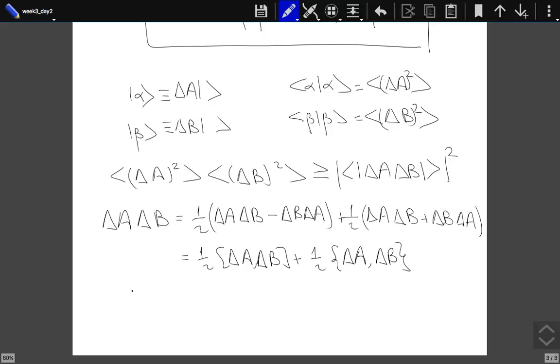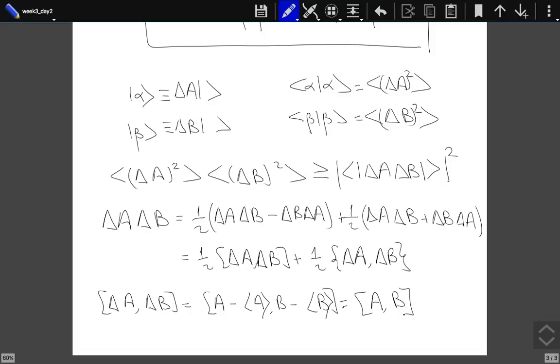Now let's look at that one. The commutator of ΔA and ΔB is equal to the commutator of A minus the average of A, and B minus the average of B. Well, you see, sorry, this is not ΔA, this is the average of A, and here we have the average of B. The average of A and the average of B are just numbers, so they commute with everything. So this commutator is just the commutator of A and B. Well, I cannot do the same thing in the anti-commutator, because the averages commute with everything, they don't anti-commute.